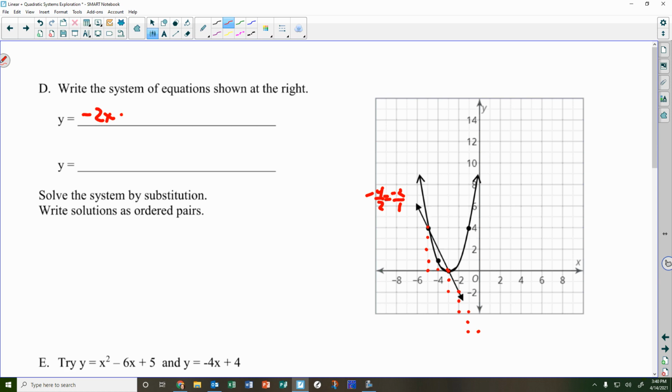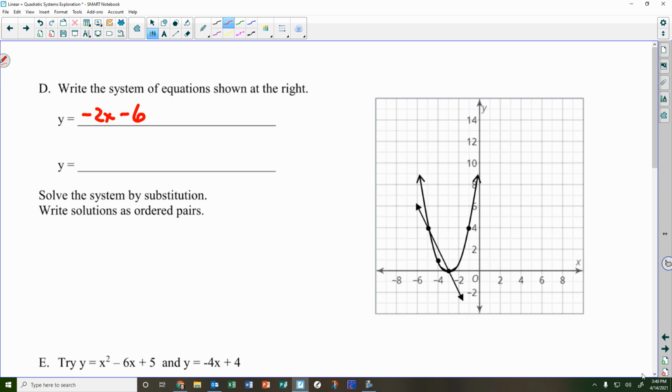I got to go down 2 more and over 1, so that puts me at -6. So there's our linear model, right? So I got our equation for the linear line, okay? And hopefully I get it right, because remember, these two lines share these 2 points. That way we'll know we got our equations right if the 2 points match up. So now let's look at our parabola.